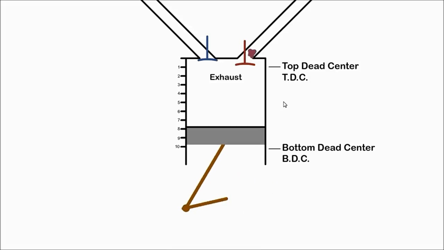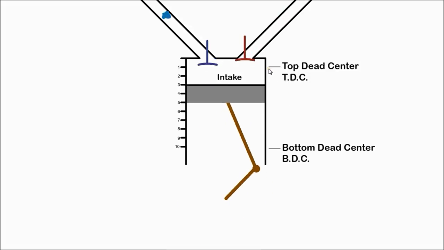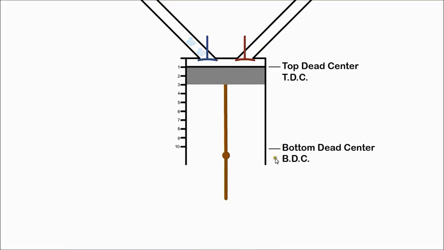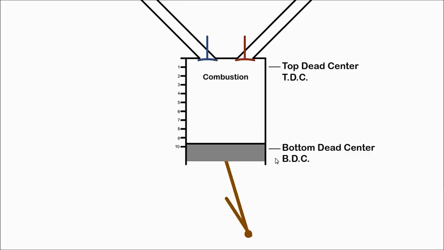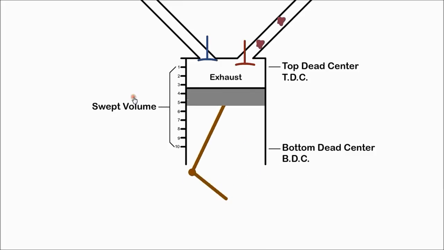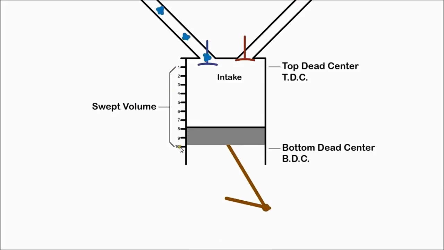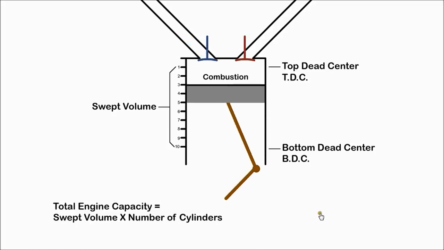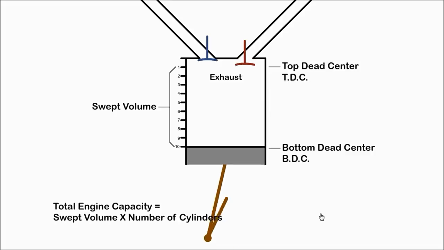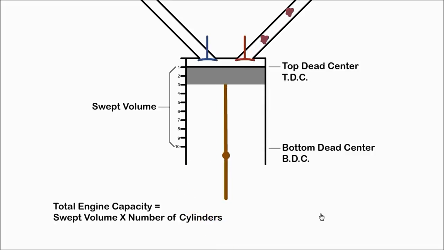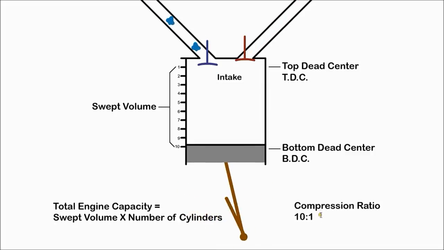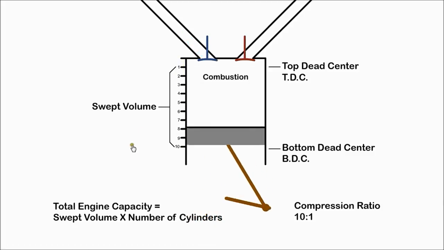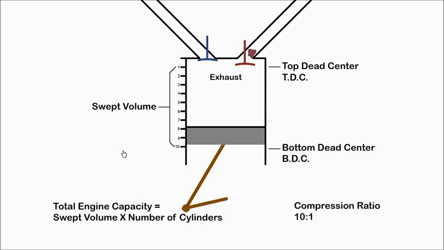The top position of the piston is called top dead center, TDC, and the bottom position is called bottom dead center, BDC, while the volume between the two is called the swept volume. The total engine capacity is the swept volume multiplied by the number of cylinders. For this engine, the compression ratio is 10:1. A diesel engine would be higher at perhaps 20:1.